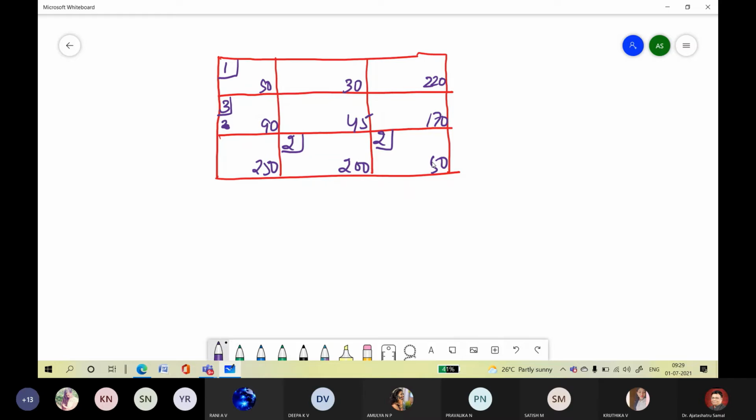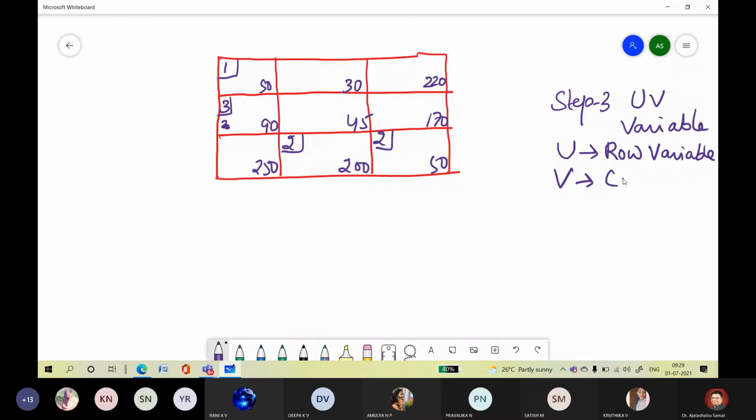Understood? So now here you don't bother about the requirements as well as the availabilities. We need to apply both methods. Okay, so now the third step: we need to find the UV variables. Step 3, I might have told you in the last class, the UV variables. We need to calculate the UV variables. U will represent the row variables, and V represents the column variables.